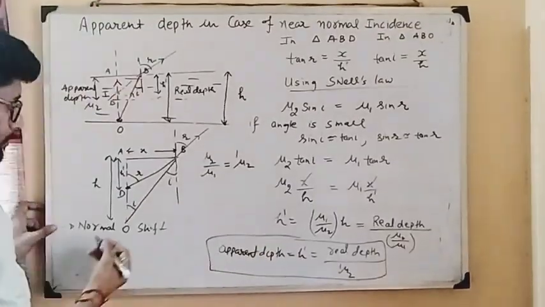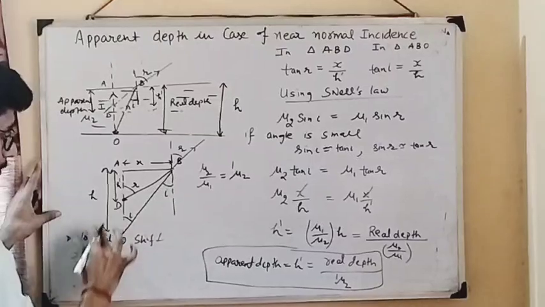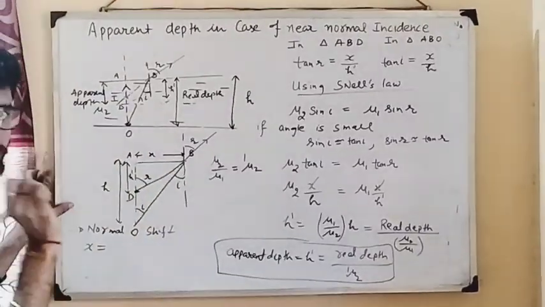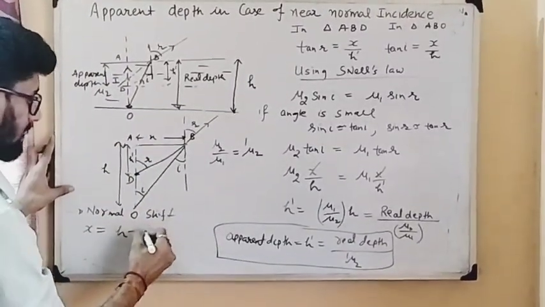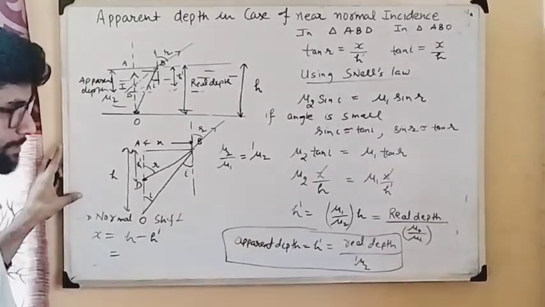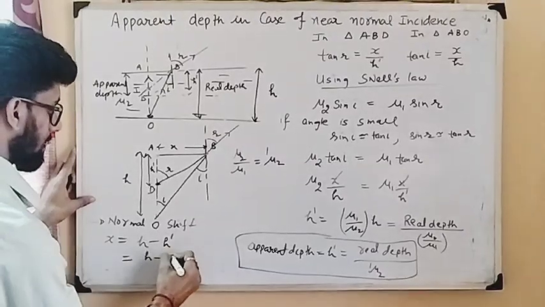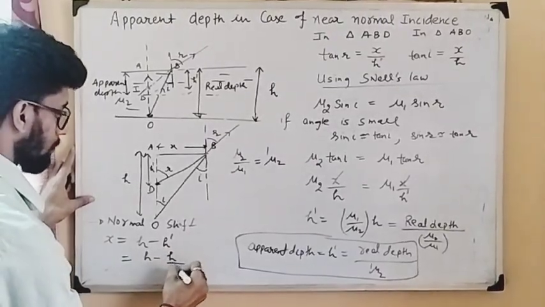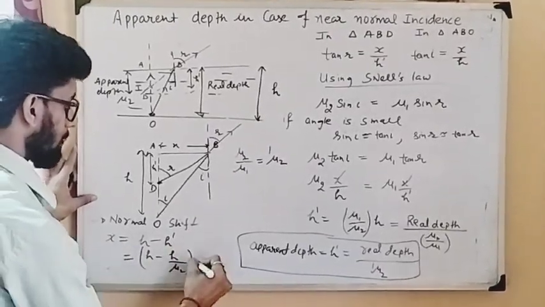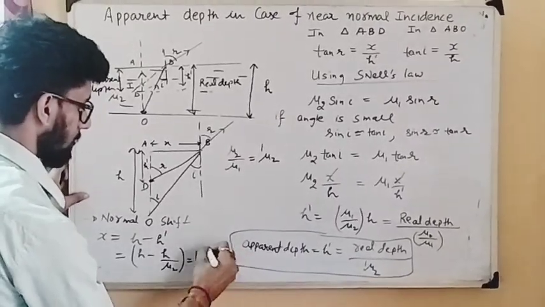So how can you write normal shift? Simply, normal shift, if represented by x, is equal to the total height minus the height to which the object is going to shift, that is h minus h dash. If you put the h dash value over here, it is h minus h upon mu2, that will be equal to 1 minus 1 upon mu, into h.